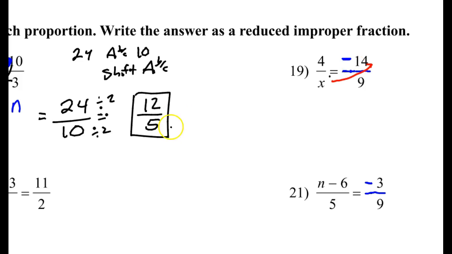Okay. So we'll move the x up here. Now the x is on the top, on the right-hand side. The 4 is just going to stay put. And we're going to move that 9 diagonally. So now that's on top. And the negative 14 that was here to begin with, we're going to move that down to here.